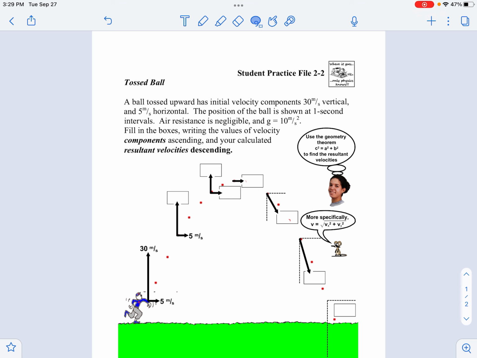If I look at the instructions here, we're going to toss a ball. It says it's tossed upwards with initial velocity components of 30 meters per second vertical and 5 meters per second horizontal. The position of the ball is shown at 1 second intervals. Air resistance is negligible. G is 10 meters per second squared, so that's gravity. Fill in the boxes writing the values of the velocity components ascending and the calculated resultant velocities descending. Okay, let's get to it.